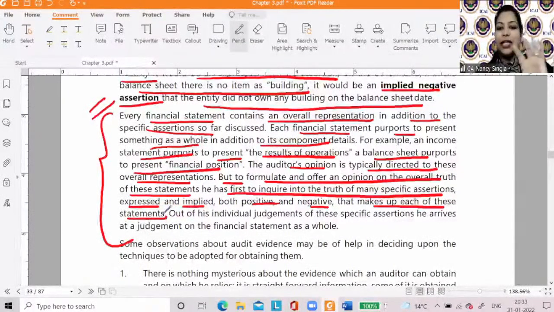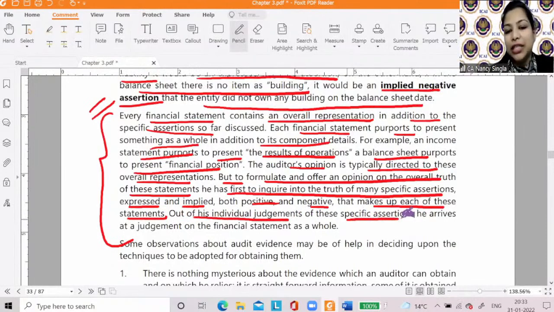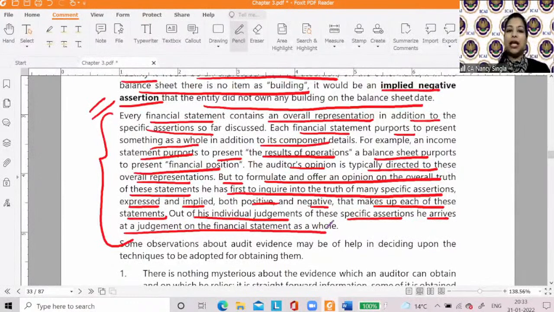Financial statements, P&L, balance sheet, they are made up of these assertions, right? Out of his individual judgments of these specific assertions, he arrives at the judgment on the financial statement as a whole.